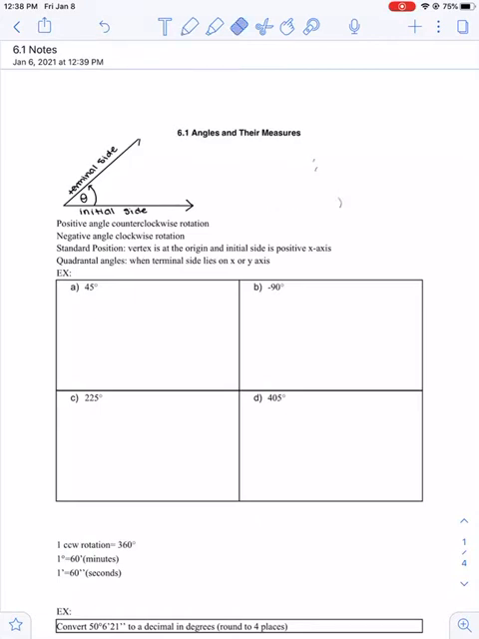Okay, so for these, we're just going to be graphing them. We're going to draw each angle in its standard position. So 45 degrees. We know that the first quadrant is 90 degrees. Half of 90 is 45. So we're going to split that about in half and say that this angle right here is 45 degrees.